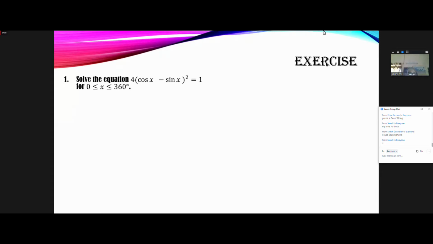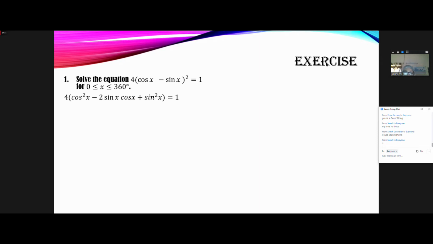Okay, out of the 4 yang hantar, 2 of you got it correct. So the rest, I'm not sure. Maybe you are trying. Maybe you stuck ke? Okay, but all the 4 who send me the answer, your first step tu betul. Okay, look at the first step. You expand yang cos x minus sin x in the bracket. Can you all hear me? Okay.